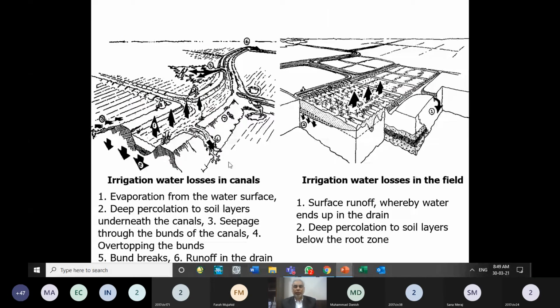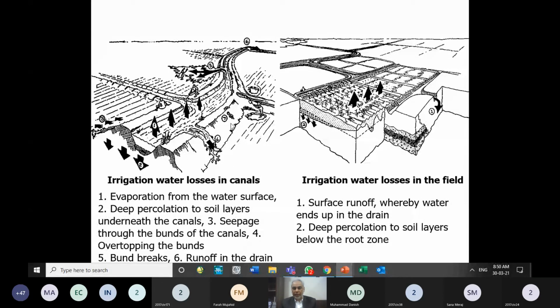In this figure, some of the losses are shown in an irrigation canal. The left side figure is a canal. Losses are shown in a pictorial view. Evaporation losses occur from the surface. Percolation or seepage losses occur from the perimeter. Sometimes bank erosion occurs and losses occur.